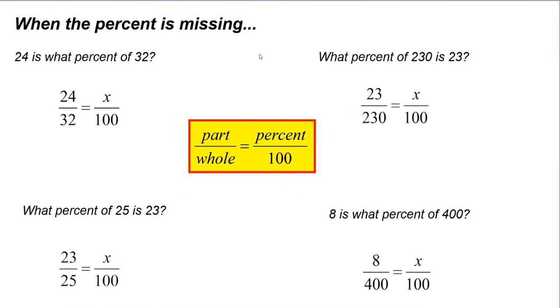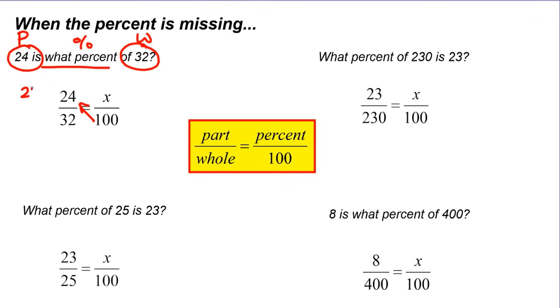And then lastly, what if the percent is missing? This one's a little easier to identify because there's no number that has the percent symbol on it. So 24 is what percent of 32? Here we have to identify the part and the whole. 24 is, there's that word is, that's the part, of 32, out of 32. So this is the whole, and then what percent. So the percent is missing. So I put my part, the whole, and I put an X here for the percent. And I'm going to use cross products to solve this one.